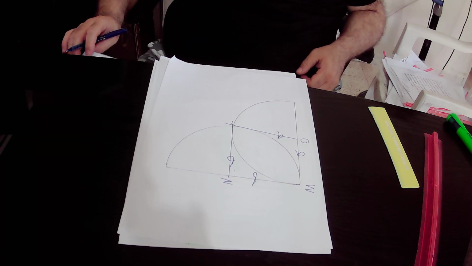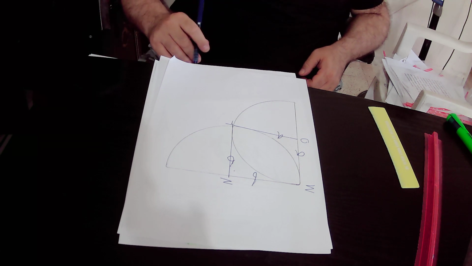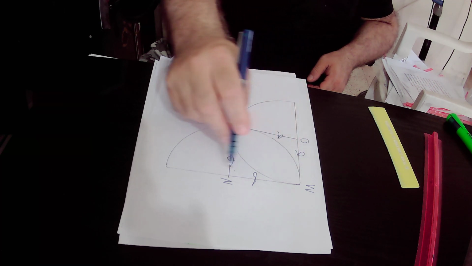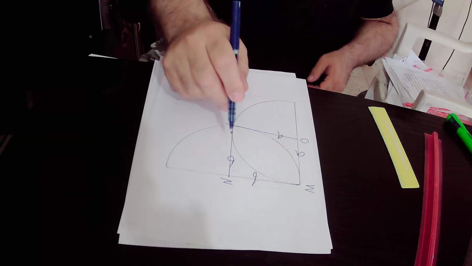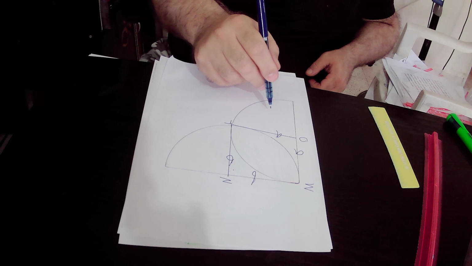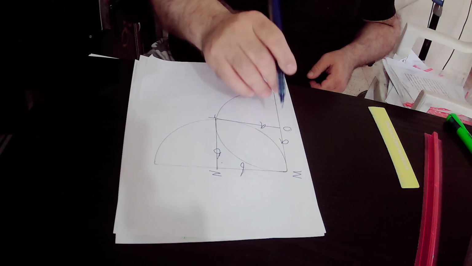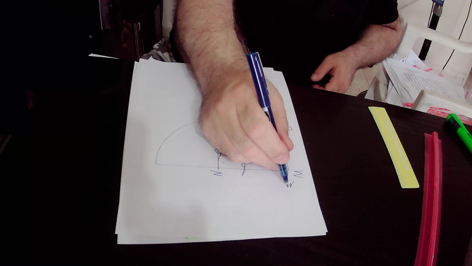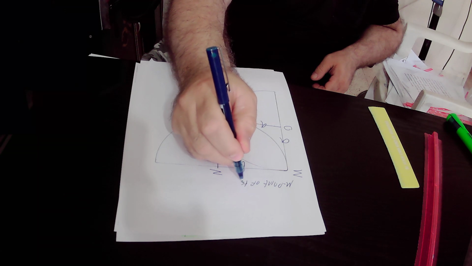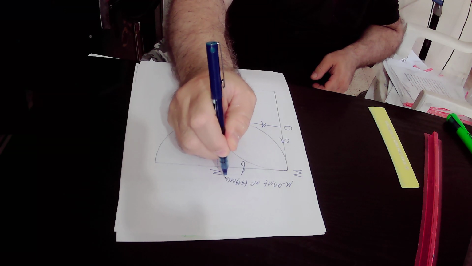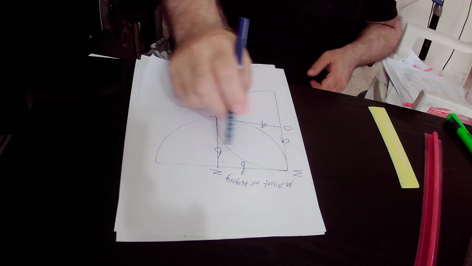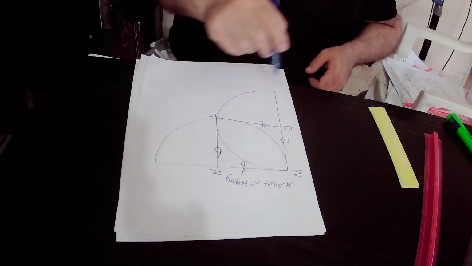So here we have the radius NB of this semicircle. It is tangent to this semicircle at point M. Point M is the point of tangency. Okay, so point M is the point of tangency of tangent NC with this semicircle.